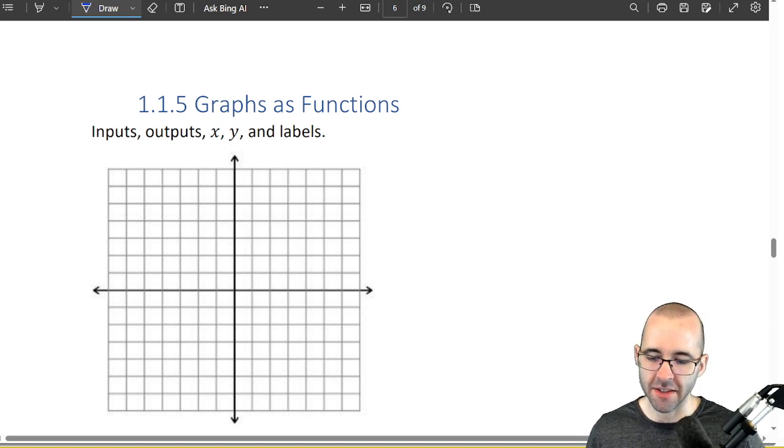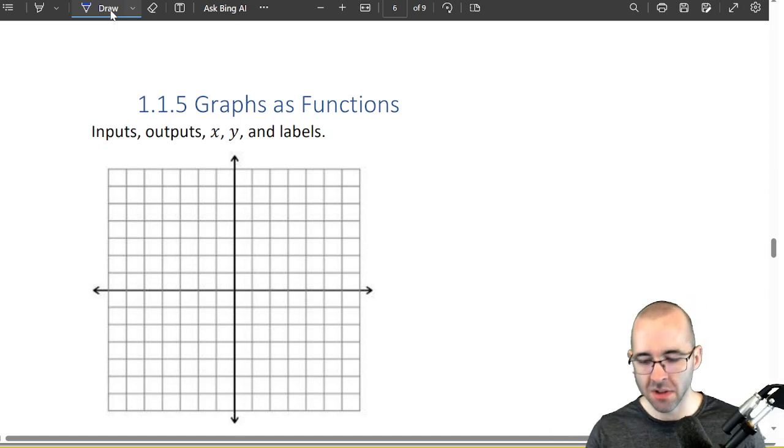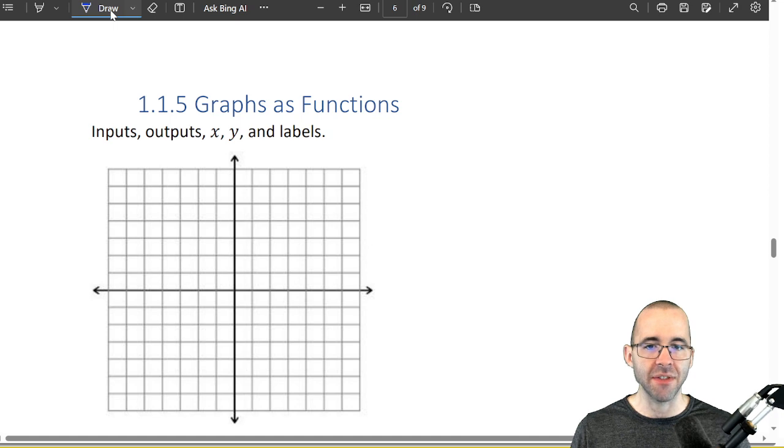It's time for everybody's favorite, graphs as functions. It's so exciting that there's an indent right here in my notes. So we talked about functions in tables. We talked about solving and evaluating functions. Now, how can functions appear as graphs?